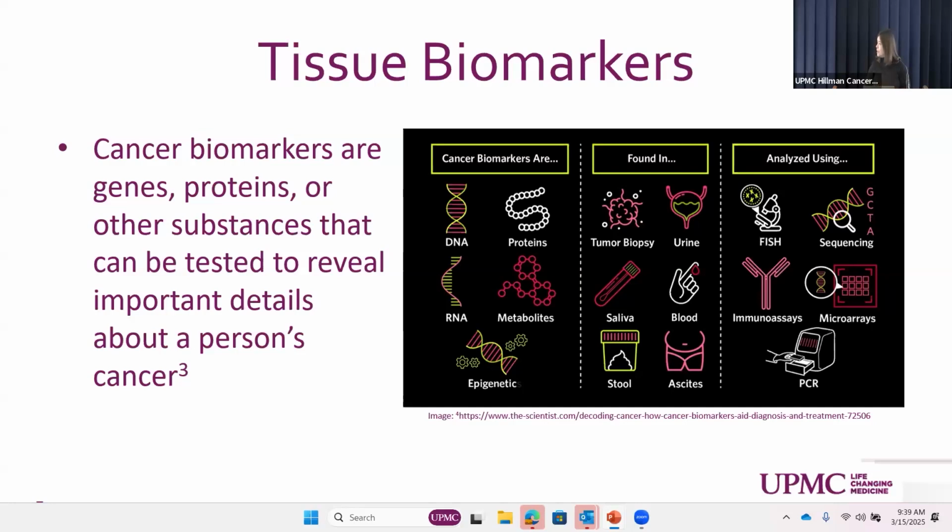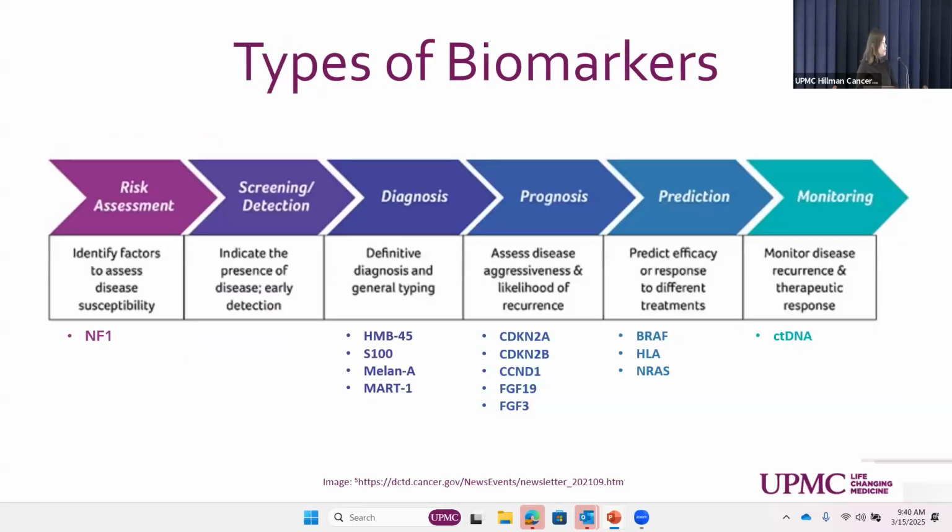And then we analyze these in the lab using various equipment and testing. So DNA sequencing, immunoassays, different PCR and microscopy. So this is how we actually identify some of these biomarkers. And then clinically, we can use these to understand a patient's risk all the way through their diagnosis, their prognosis, and then further monitoring of their cancer.